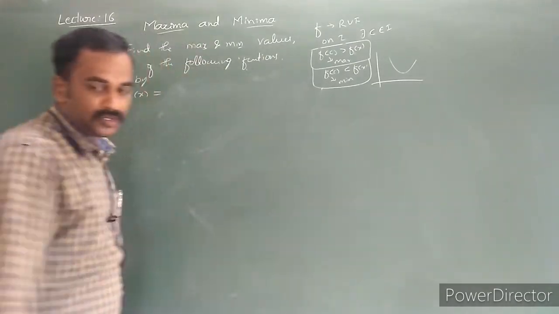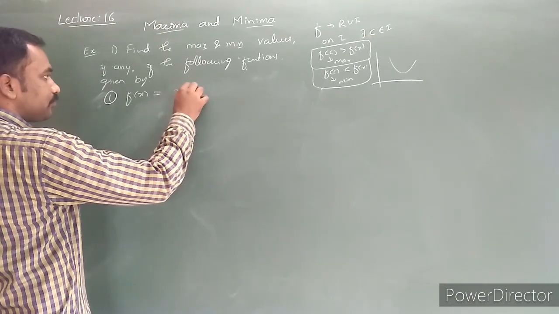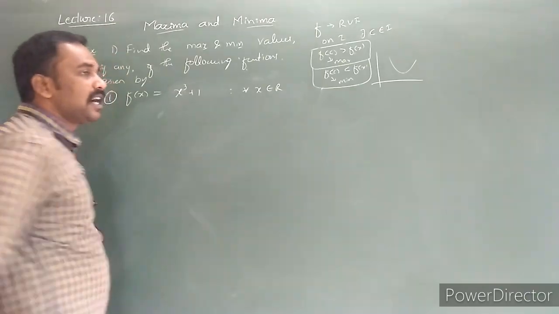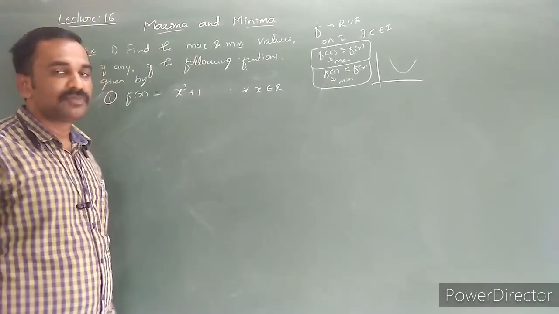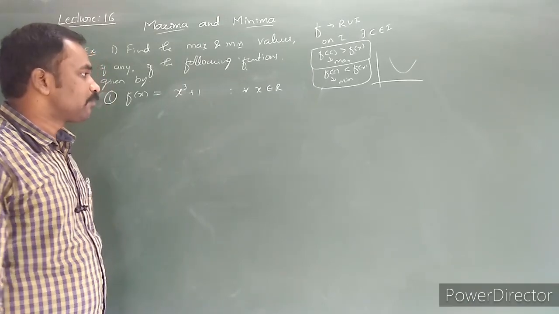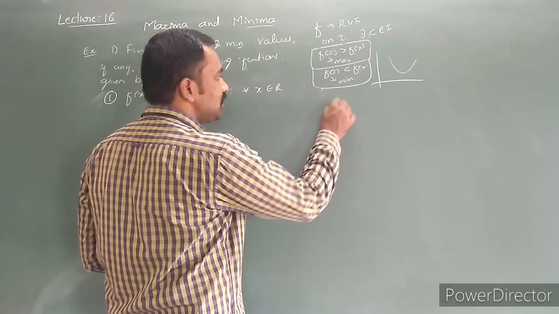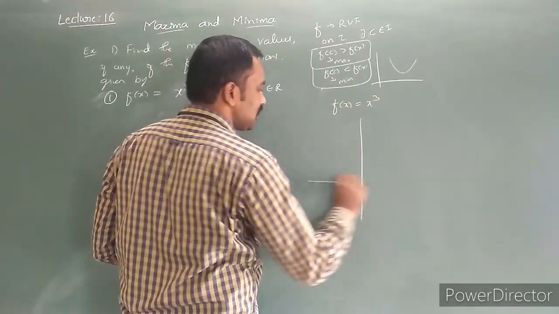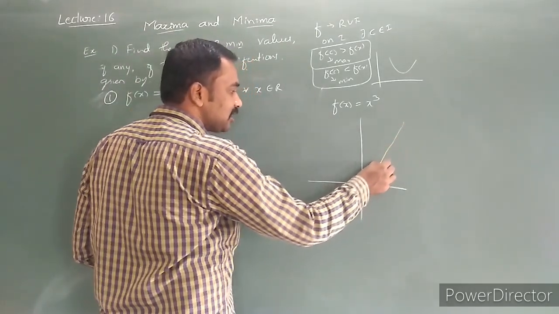f of x is equal to x cube plus 1 for all x belonging to the real numbers R. So here x cube plus 1 is there. We already know the graph of the function f of x equal to x cube. What is the particular graph of the function x cube? The x cube graph looks like this.